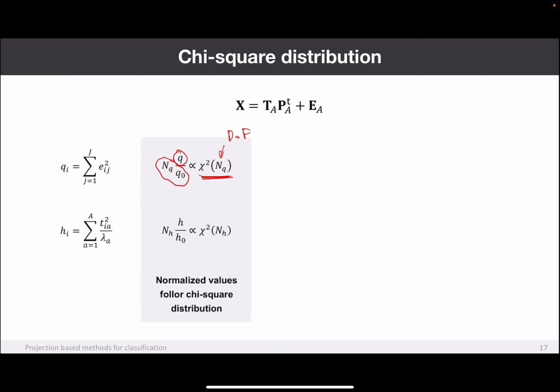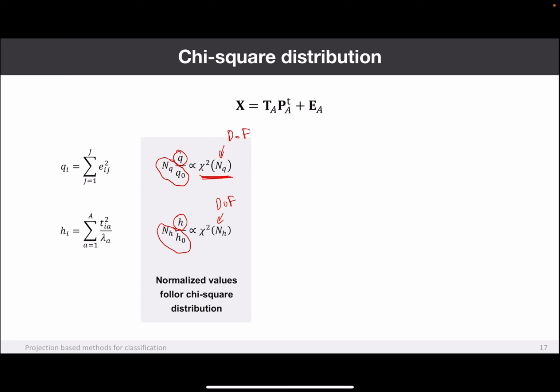And then the same idea for the score distance, right? If we take a score distance, it's a sum of squared values. We need to standardize it somehow. And then if we standardize it correctly, it will follow the chi-square distribution with h degrees of freedom. How to compute degrees of freedom? Well, there are again different approaches for that.